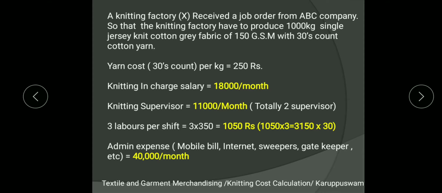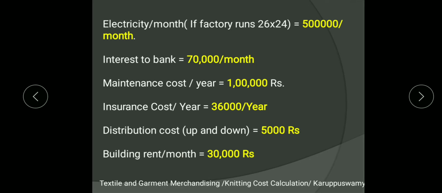Then admin expense includes your mobile bill, internet expense, sweepers' salaries, gatekeeper salaries and so on. It will be around 40,000 per month. These values are approximate; I included them just for calculation purposes. And when you run a knitting factory with 10 machines for 26 days in a month and 24 hours a day, your electricity bill per month will be around 5 lakh. You have to include this electricity bill as well while calculating the conversion cost.